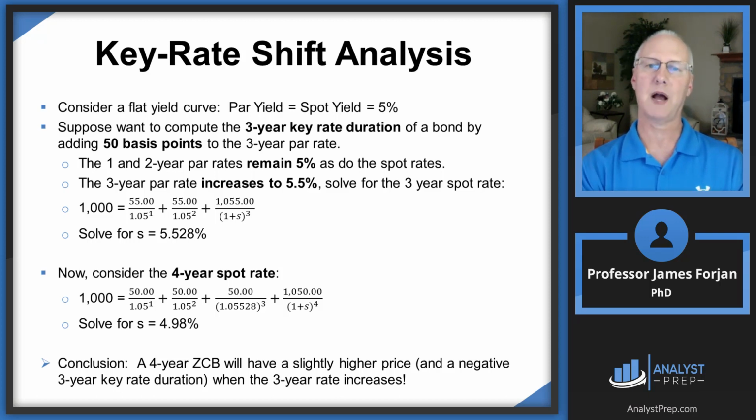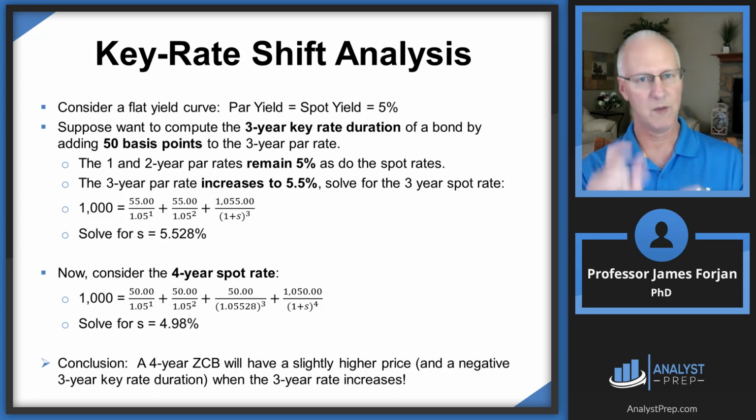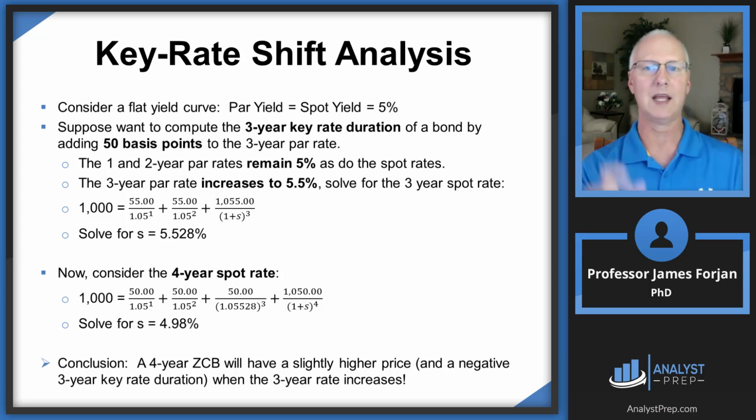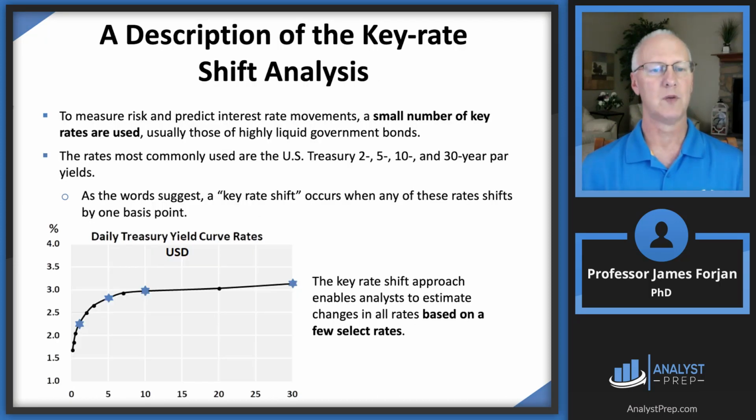Not the 3-year spot rate, but the 3-year par rate. And so just to remember, that means that we're adding 50 basis points, and then we're going to force the bond to be traded at its par value. Now, let me just go back here. What I've done is my asterisk is right on the year 3.